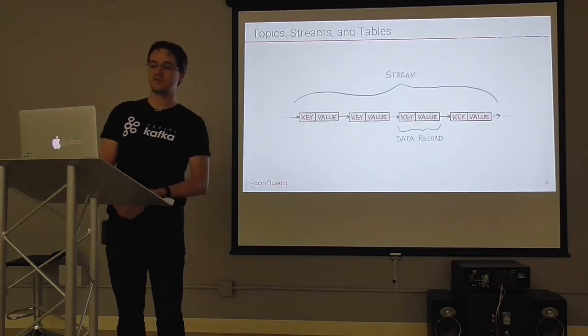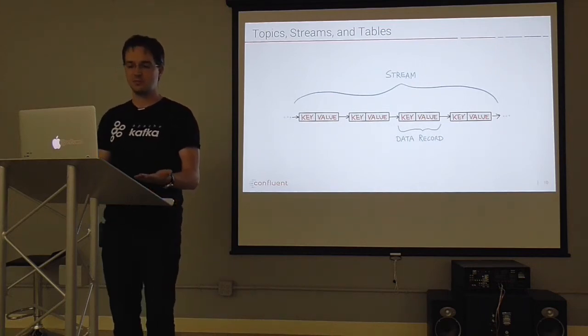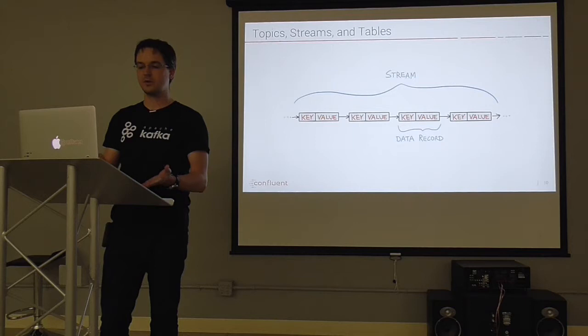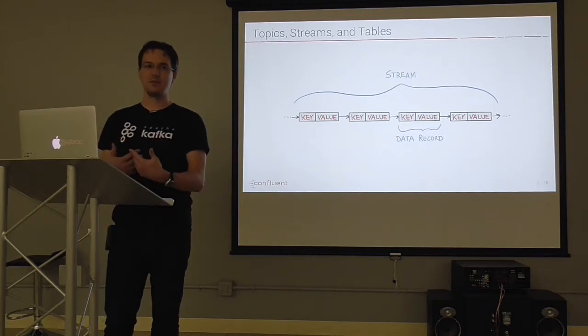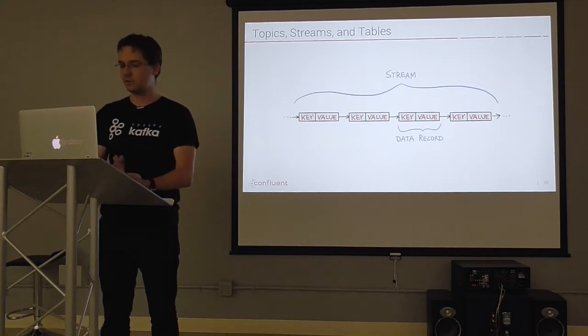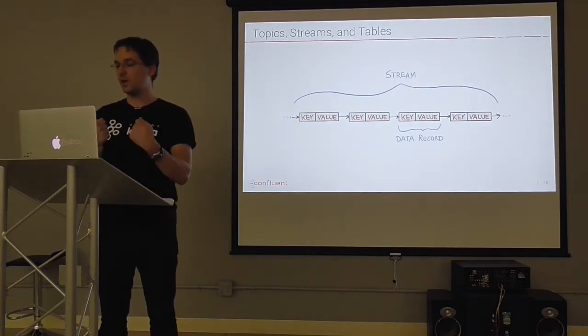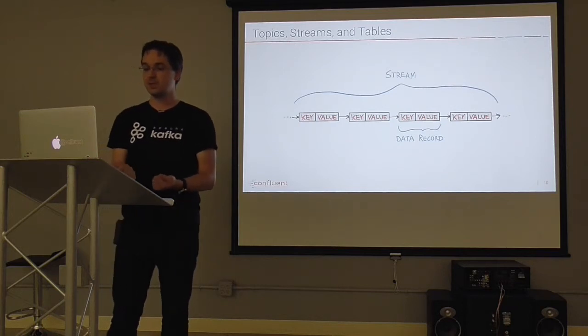So the data model of a stream is quite simple. It's a key-value model, so we have data records. That is very similar to the underlying concept in Kafka, where you also have records or messages that also have a key-value model. So that's just a one-to-one mapping.